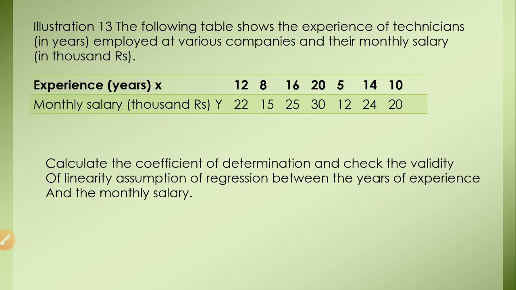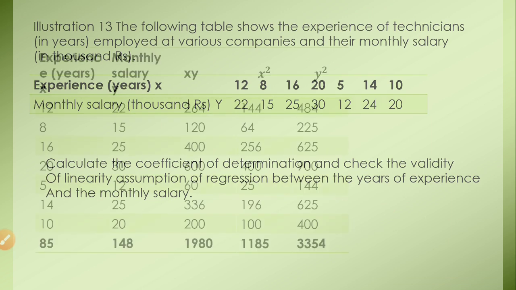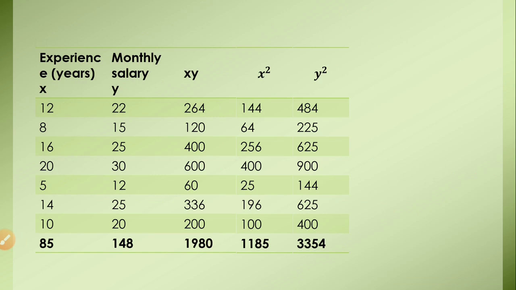As I told you, it says check the validity of the linearity assumption, so you remember that you have to find r square. If your answer of r square is near to 0, then your assumption is not valid. If your value of r square is near to 1, then your assumption is valid. So let's start. How do I find r square? I have to find everything which I used to find in r, that is, correlation.